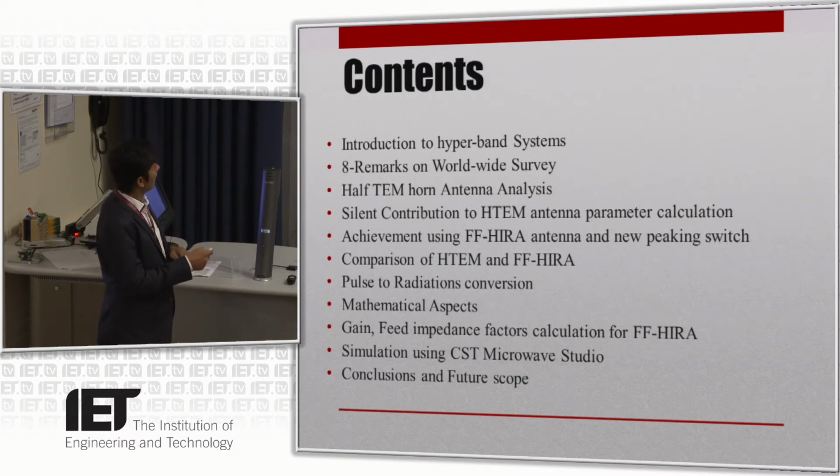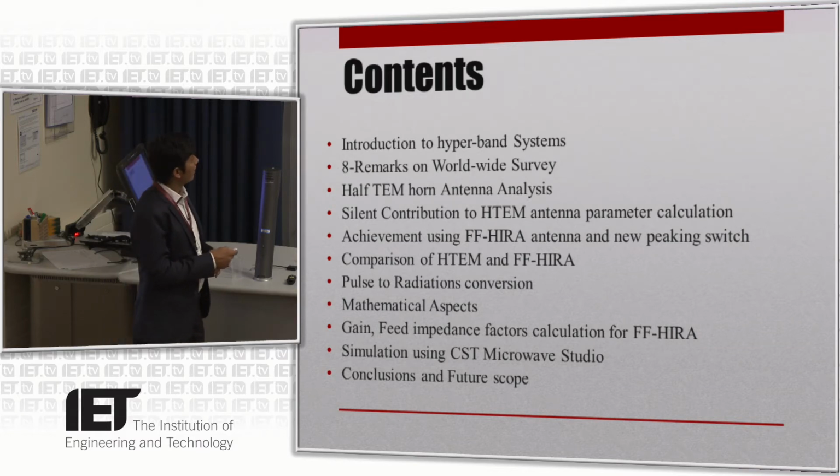Then I will compare the TEM horn antenna with the folded feed half impulse radiating antenna, and show the advantages and disadvantages of these antennas over the TEM antenna. I would also like to explain how a pulse gets converted into radiation when we feed pulses which have some duration, rise time and width. That type of mathematical aspect I will explain. Then all the parameters, gain and feed impedance, using simulation software CST Microwave Studio, and conclusion and future scope.